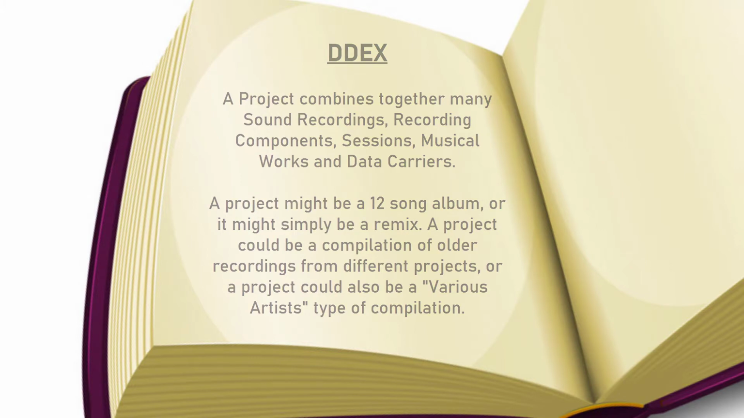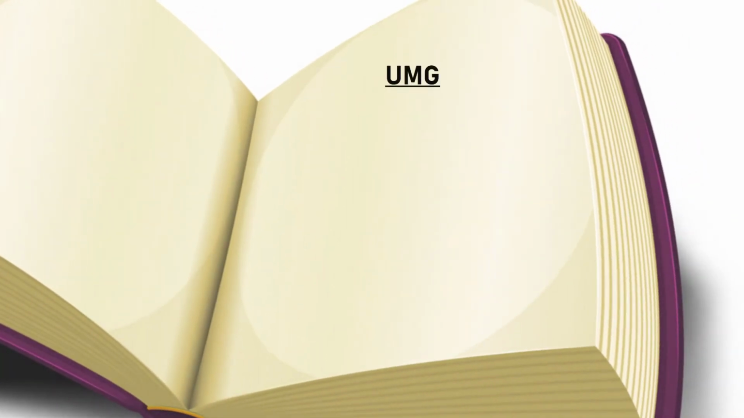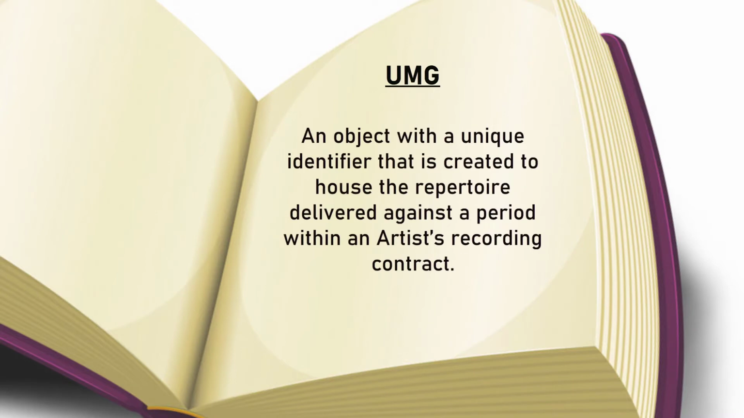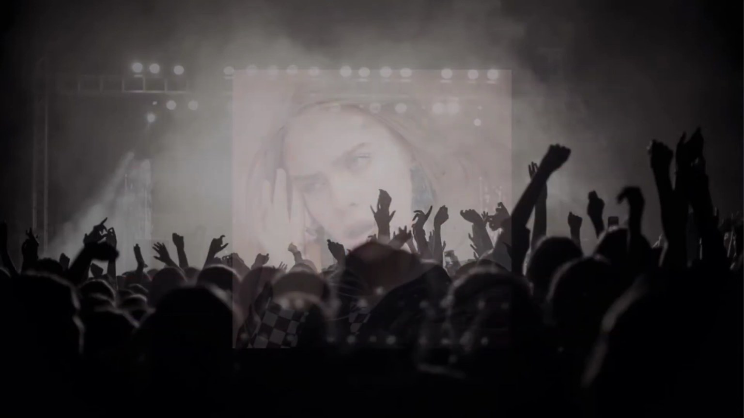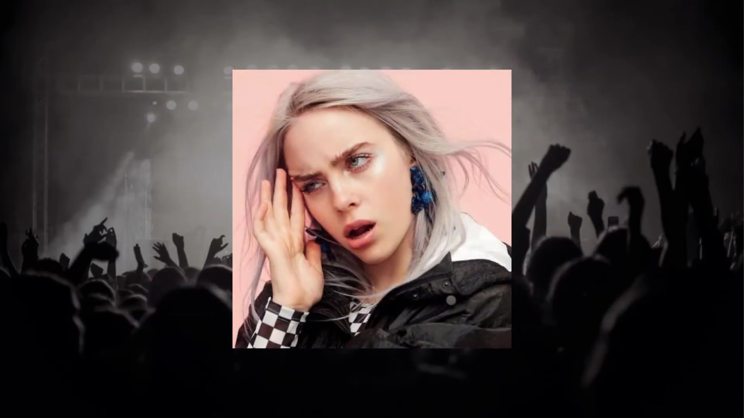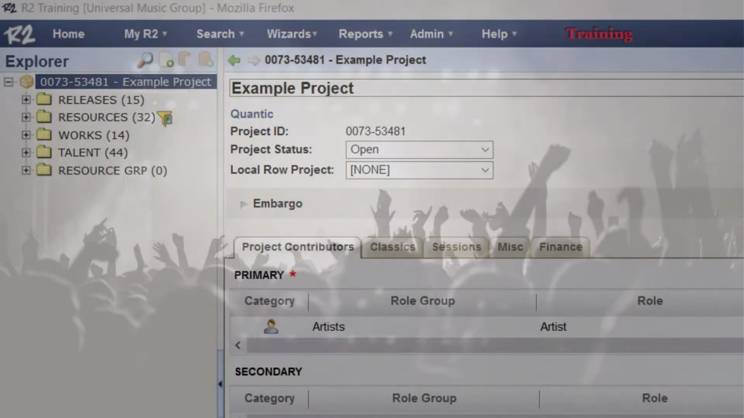artist type of compilation. According to the UMG Data Dictionary, found on our info portal, a project is an object with a unique identifier that is created to house the repertoire delivered against a period within an artist recording contract. So what exactly do we mean by the repertoire delivered against a period within an artist recording contract?